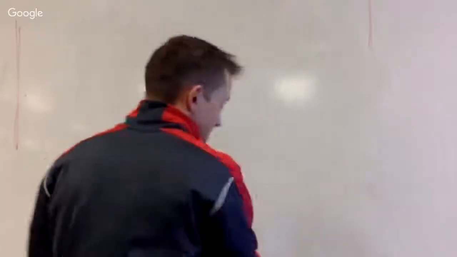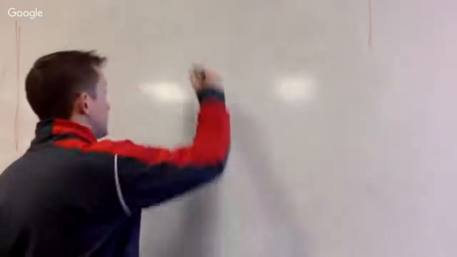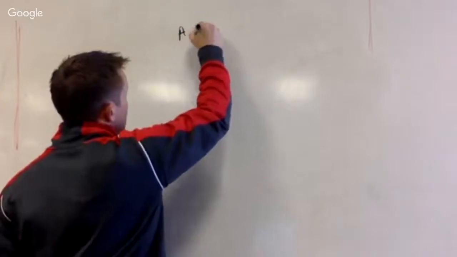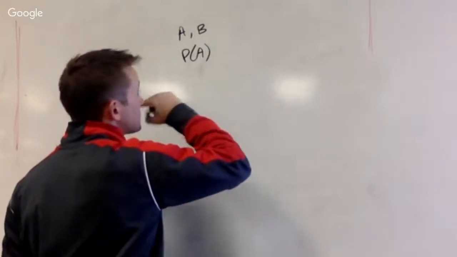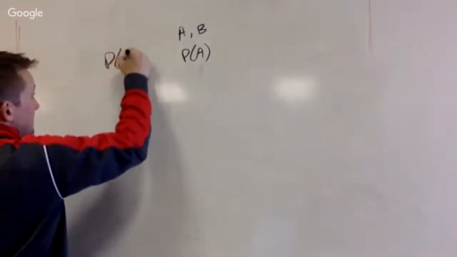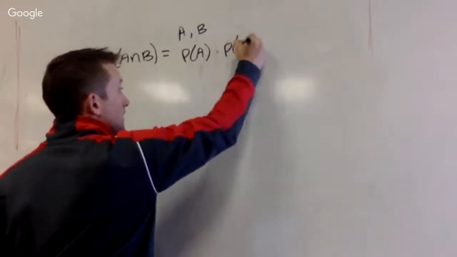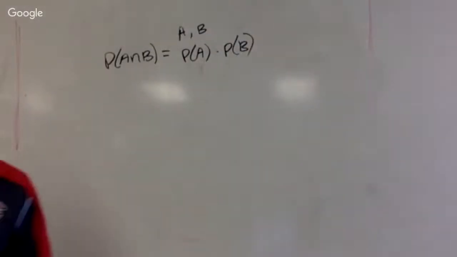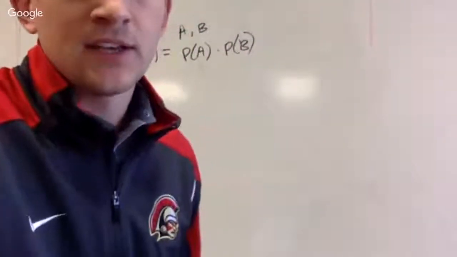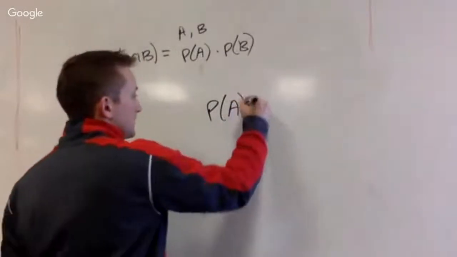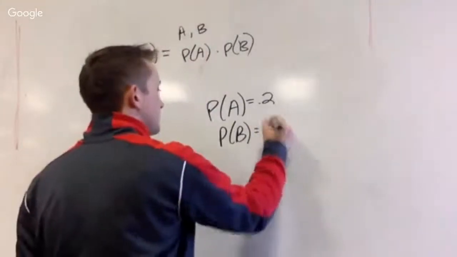All right, this one says, suppose that A and B are independent. Okay, stop right there. What's the formula for independence? The probability of A and B is equal to the probability of A times what? P of B. Nice. That's the definition of independence, because there is no probability of B given that A occurred when they're independent. It doesn't matter. So now we've got the probability of A is 0.2 and the probability of B is 0.4. All right, we're good?